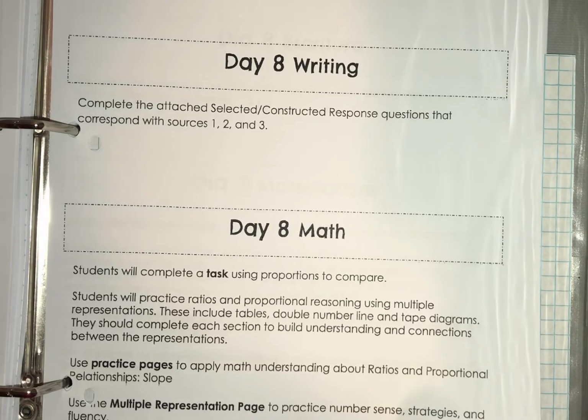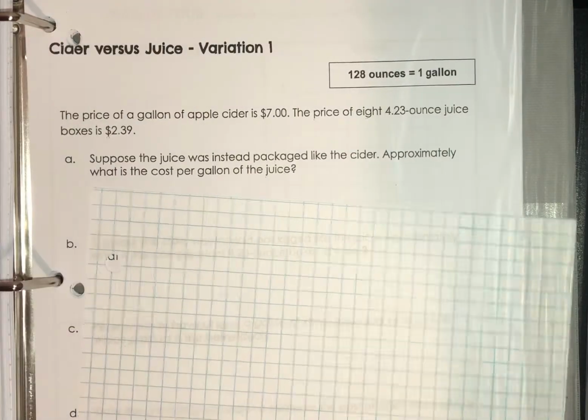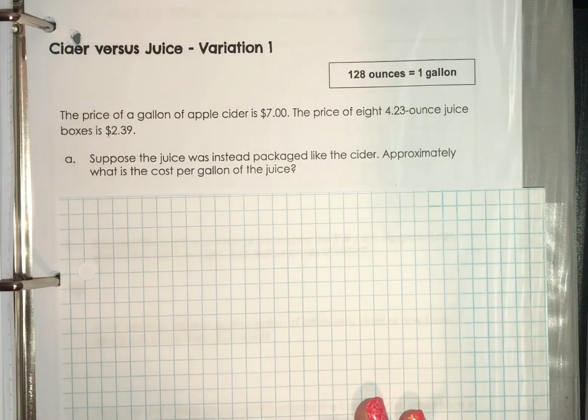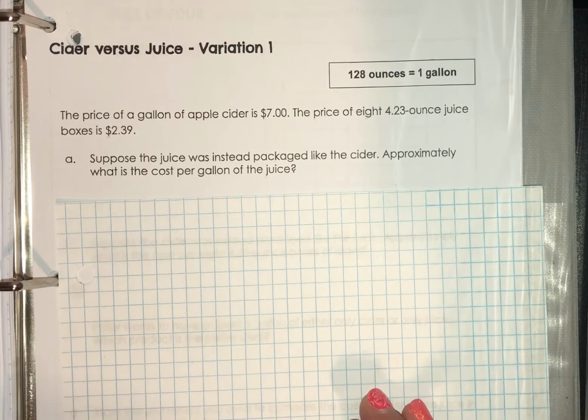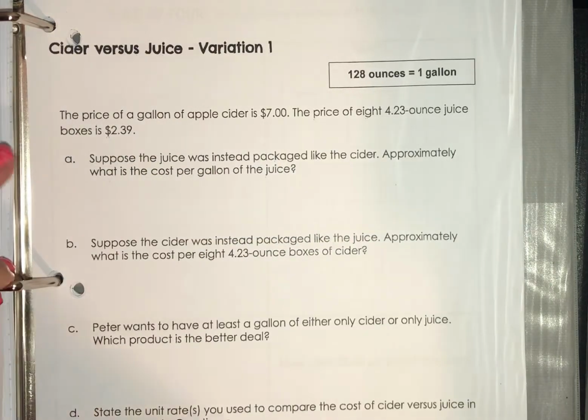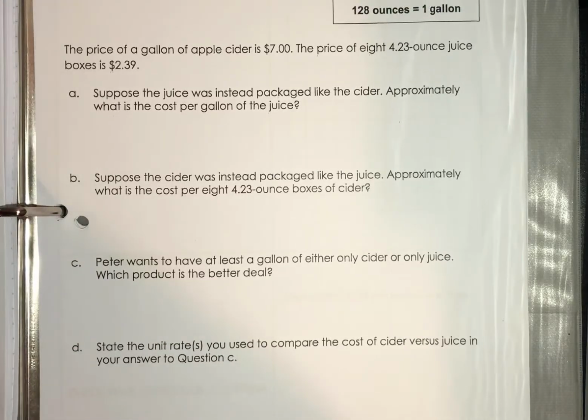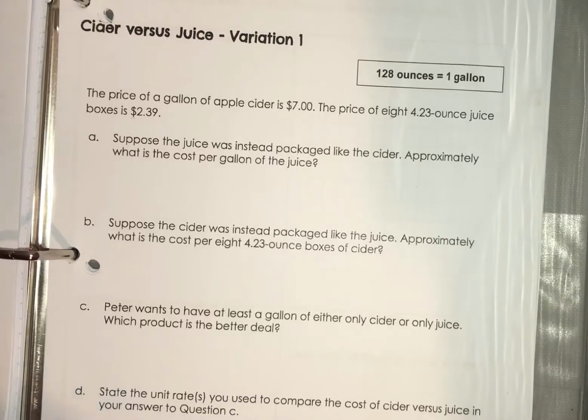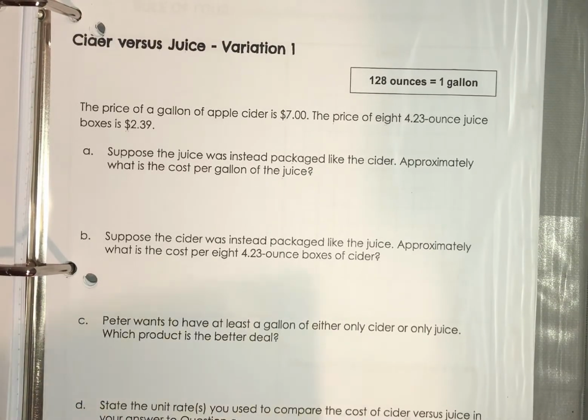Okay, so this is day 8 for math. Your guys' first problem is the cider versus juice. So you guys have A, B, C, D, and E to work on. I'm going to do a few of them with you guys just to get you started.